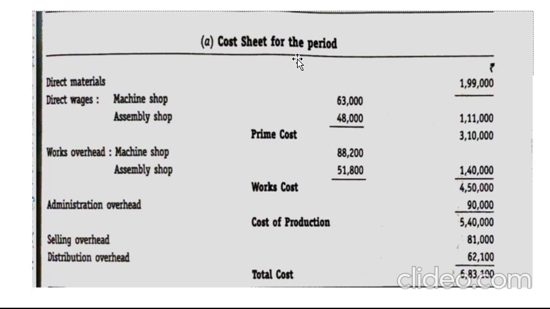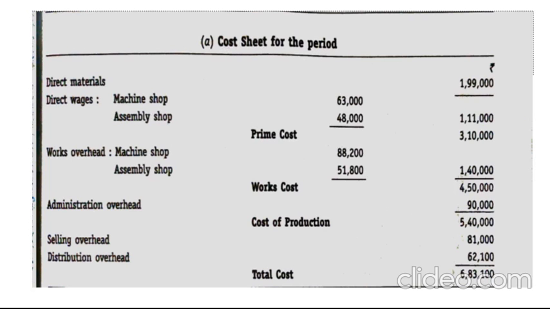So this is your cost sheet for the period. You first prepare the cost sheet which is budgeted, and you will find out the total cost. Then you will be preparing your estimated cost sheet as per the information which is given. So this is your A point cost sheet for the period.